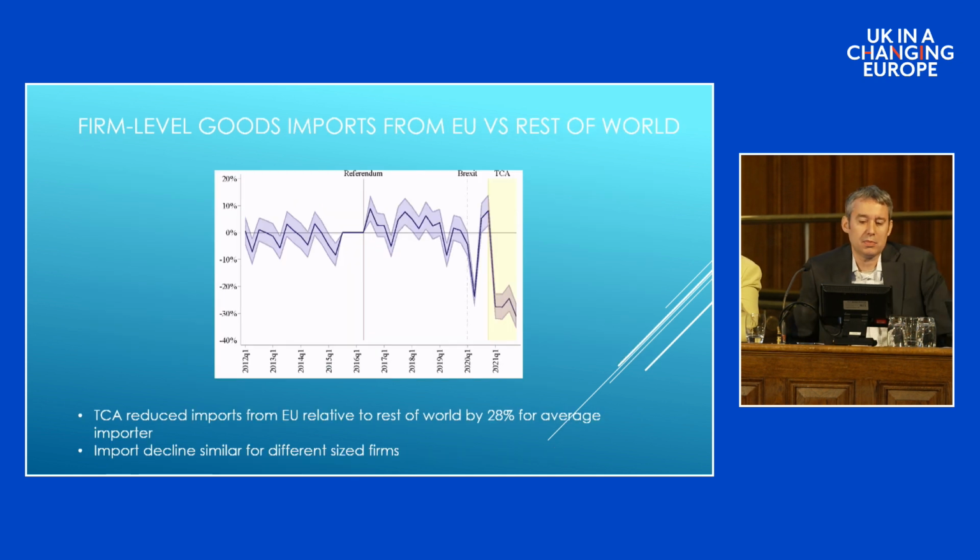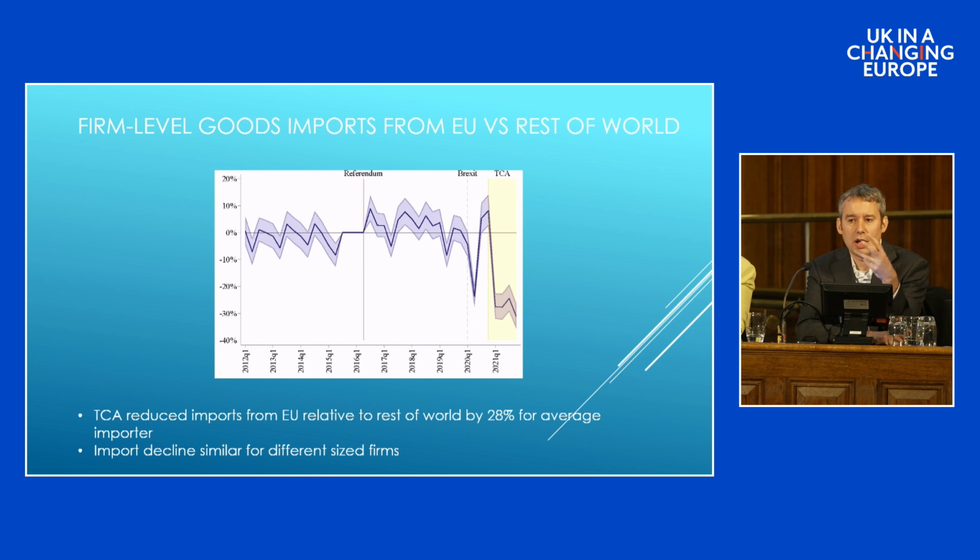Now, here's the same thing for imports, but here we're just showing the average effect, because on the import side, we don't see the same type of differences by firm size. Firms of all different sizes on the import side seem to be relatively similarly affected. And again, we see a negative effect for imports. It's slightly larger than for exports. So for the average firm, it's around a 28% reduction.